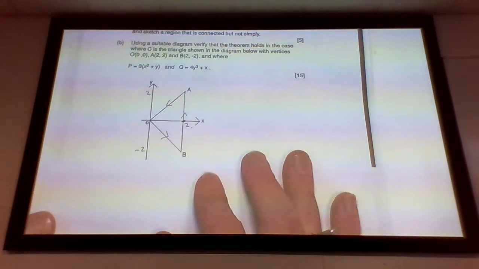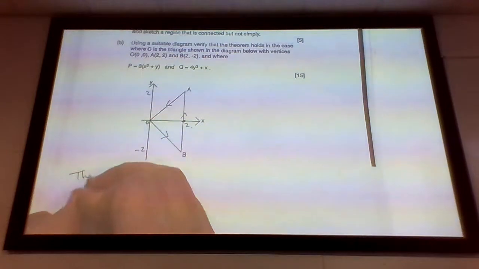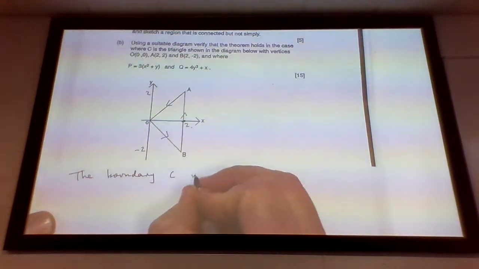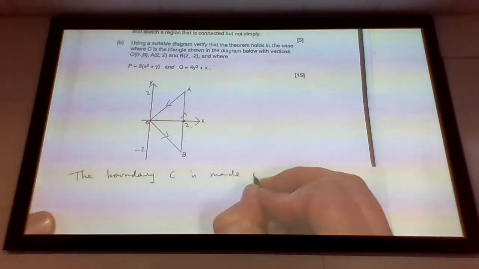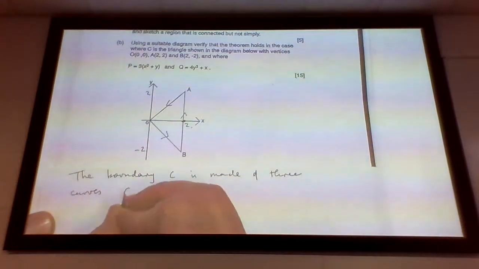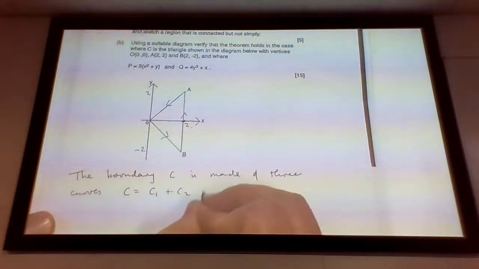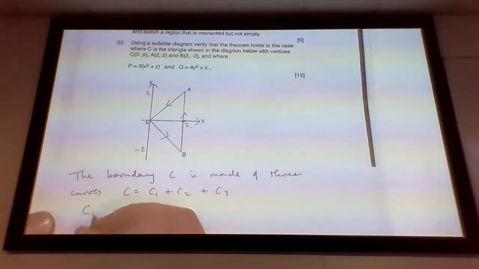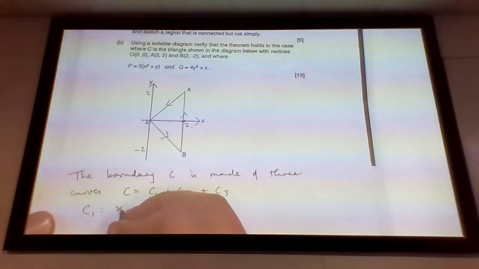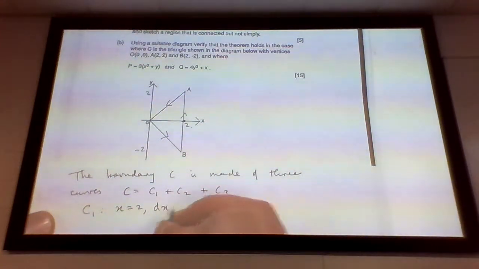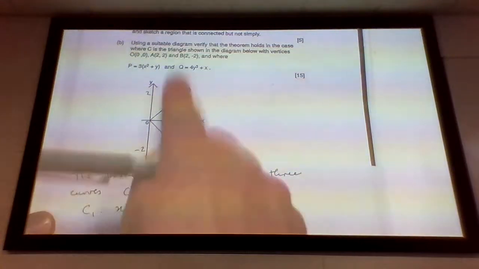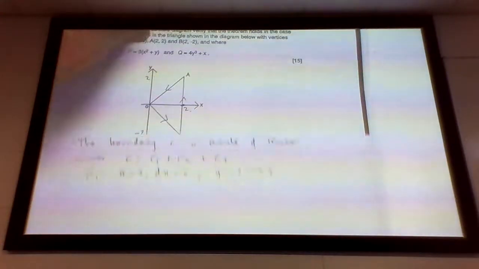So the boundary is made of 3 curves, C1 plus C2 plus C3. And C1, we'll start here. On C1, x is fixed at 2, dx is 0, and y proceeds from -2 to 2. Okay, that's that long vertical side of the triangle.